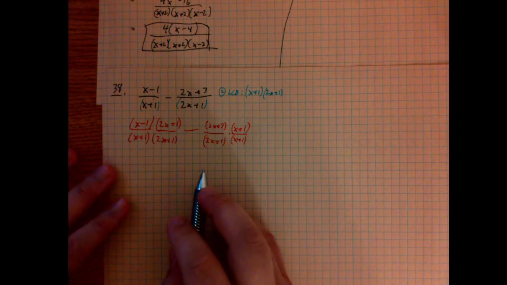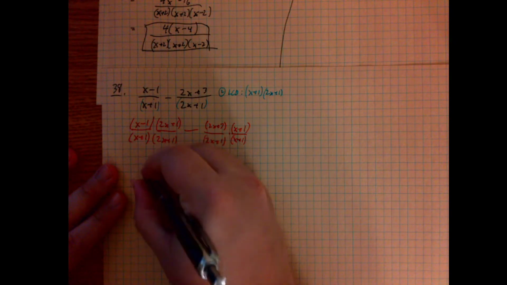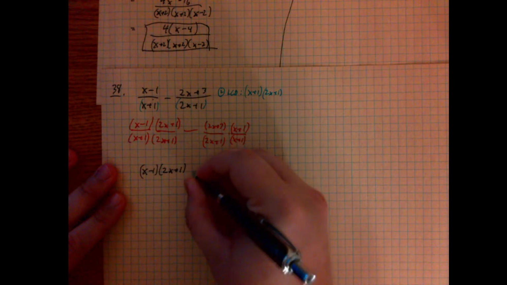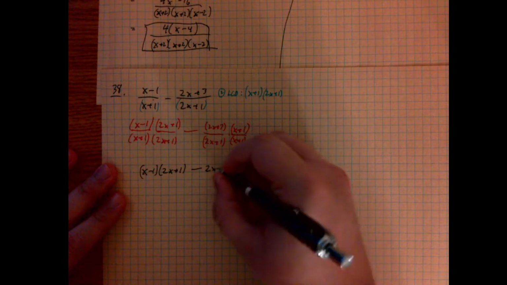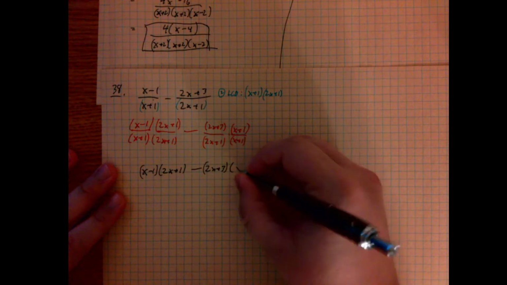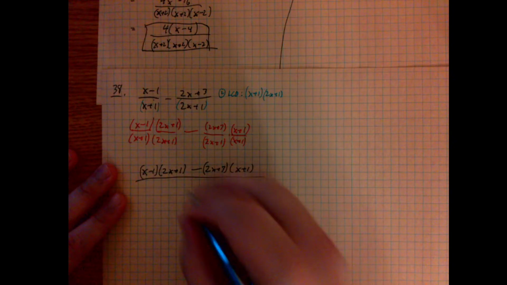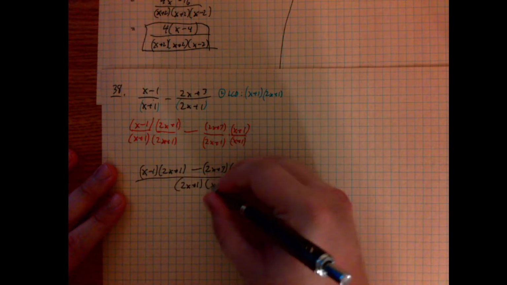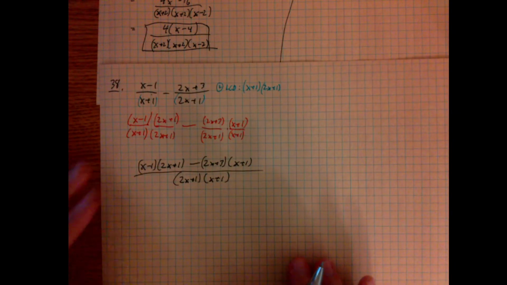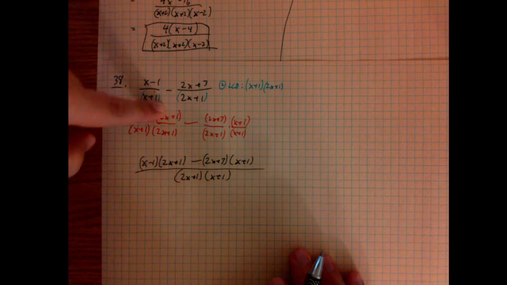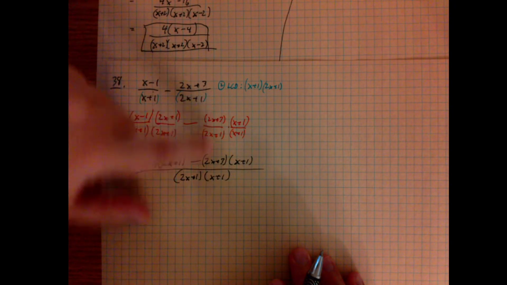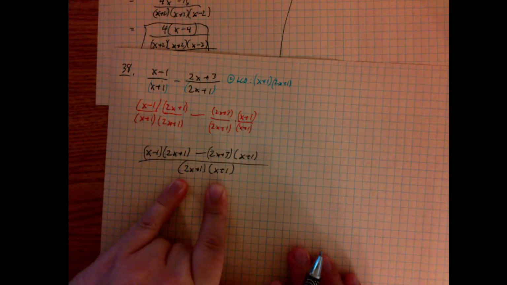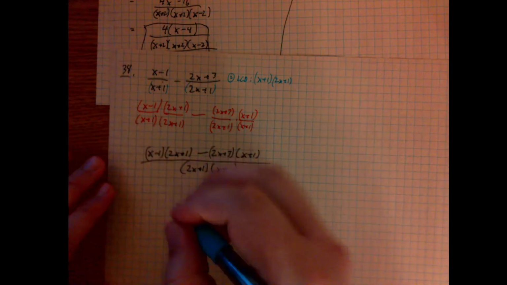Now we actually do the multiplication and the subtraction. On top we have x minus 1 times 2x plus 1, minus 2x plus 3 times x plus 1, all over, on bottom, 2x plus 1 and x plus 1. The common denominator ends up on bottom. Now we just have to simplify what we can.